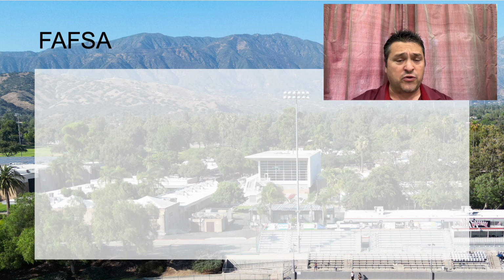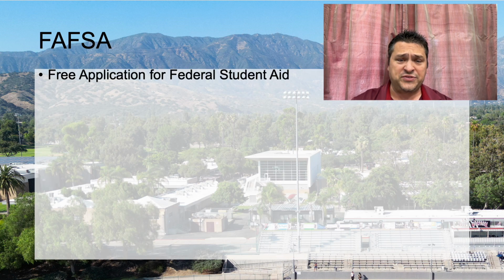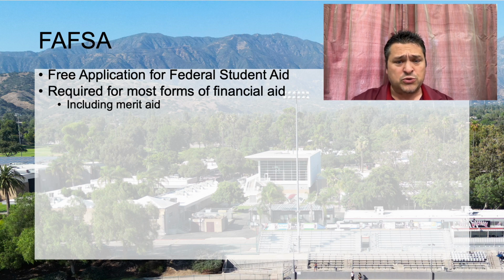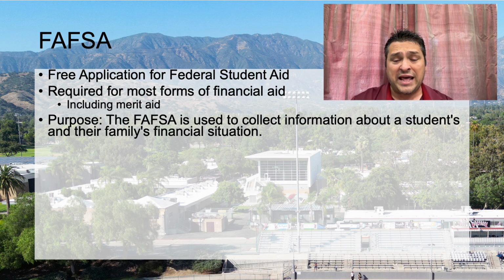The Free Application for Federal Student Aid, also known as the FAFSA, is an online form that students and their families need to complete to apply for financial aid. It is a crucial step in the financial aid process and is used to determine the student's eligibility for a variety of types of financial aid, including grants, scholarships, and student loans. The FAFSA is used to collect information about a student and their family's financial situation. This information is then used to calculate the Student Aid Index, which colleges will use to help determine the amount of financial aid a student is eligible for.